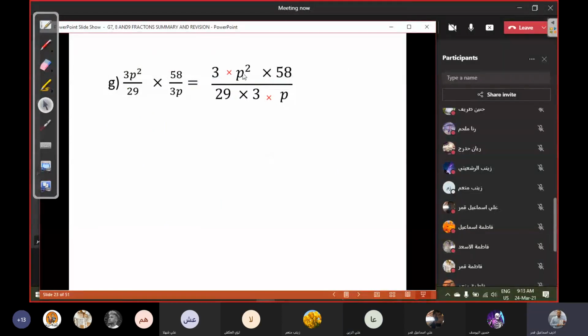3p square is 3 times p square, over the bottom 3p, which is 3 times p. The 3 with the 3 cancel each other. What's left on top? The p square over p1, meaning p to the power 2 minus 1. And this 58 we also reduced by 29 2 by 29 1. So what's left is 2 to the power 2, p to the power 2 minus 1. 2 minus 1 is 1. So what's left is 2p.